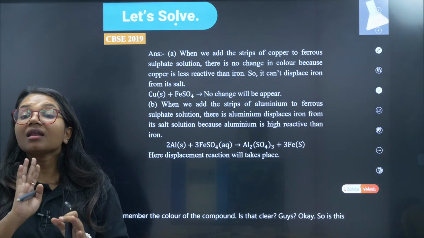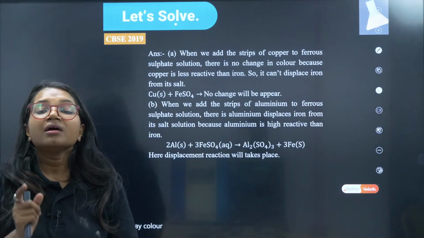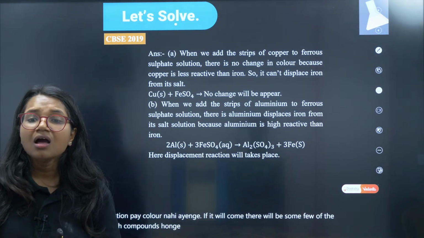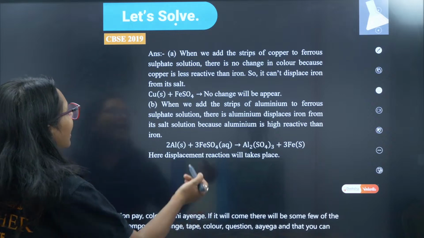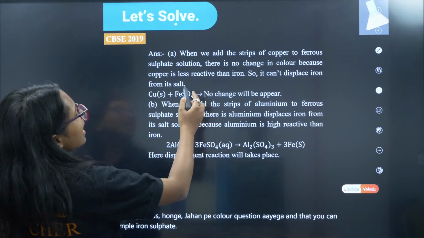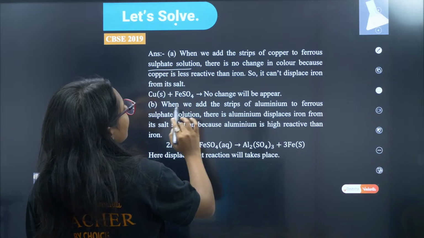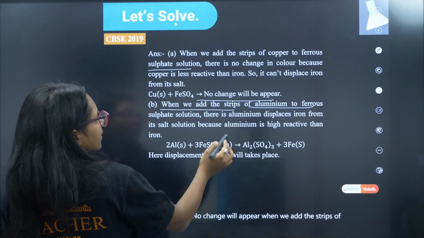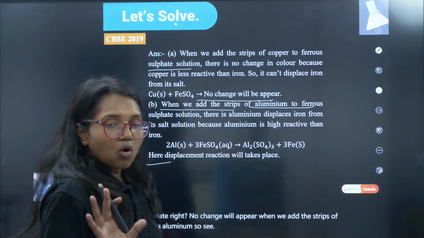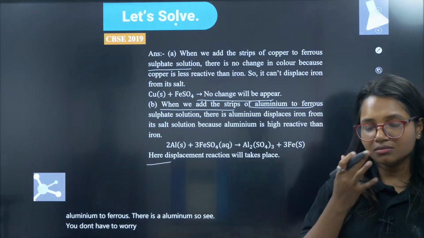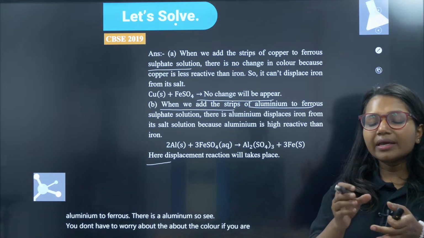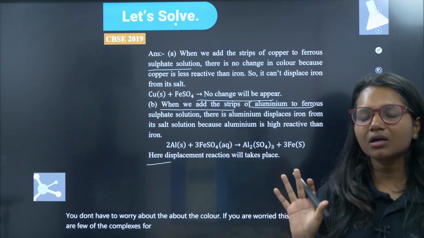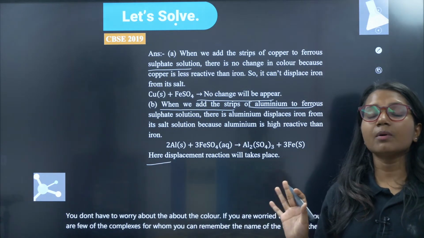No, color won't come in the question. If it does, there will be a few compounds where the color comes in the question, and that you can remember. For example, ferrous sulfate: no change will appear when we add strips of aluminium to ferrous. You don't have to worry about the color. There are a few complexes for which you can remember the color. Otherwise, you don't have to worry much about the color.